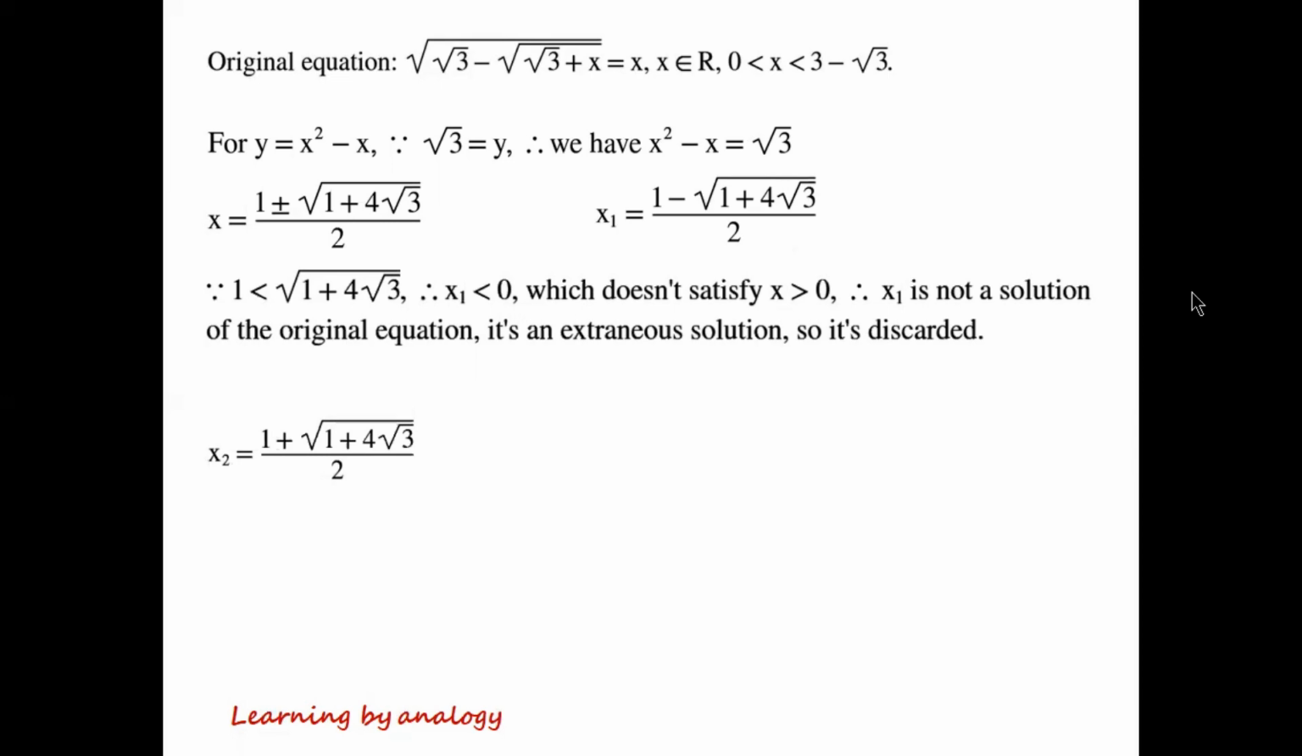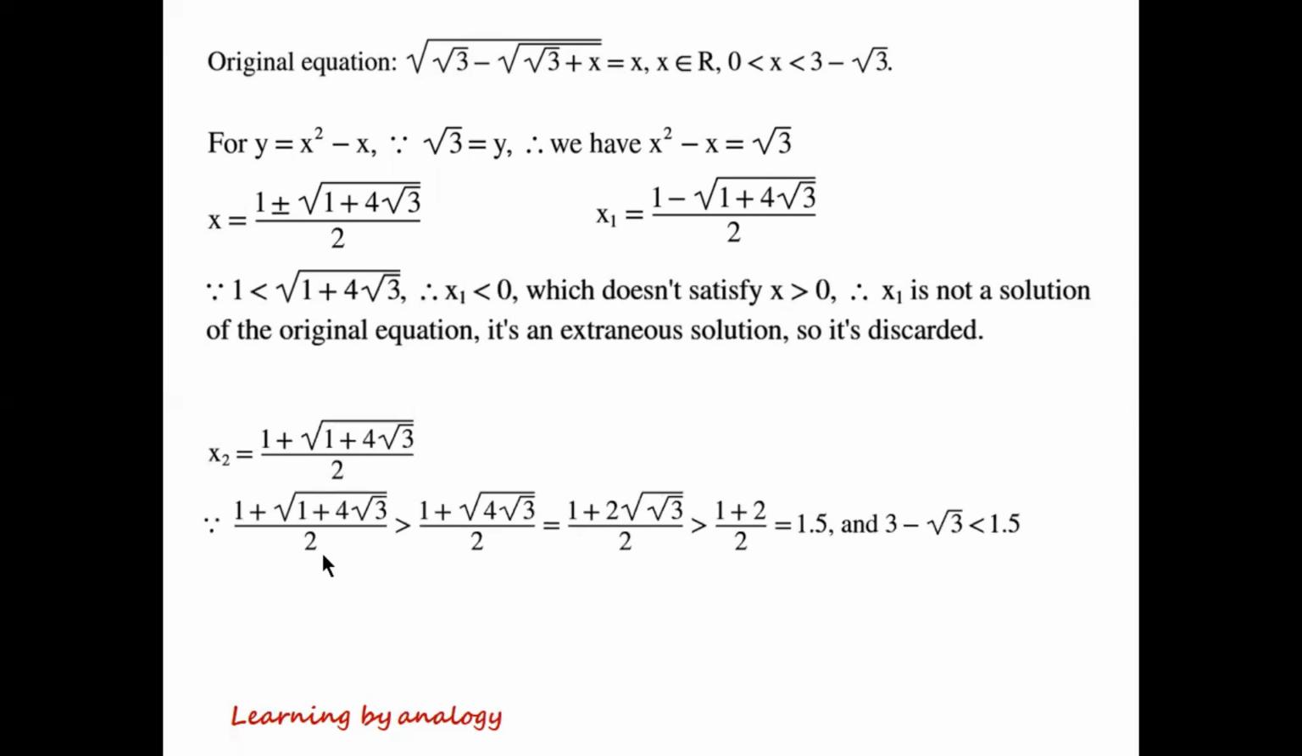Another solution is 1 plus root of 1 plus 4 root 3 over 2, because 1 plus root of 1 plus 4 root 3 over 2 is greater than 1 plus root of 4 root 3 over 2, which equals 1 plus 2 root of root 3 over 2, which is greater than 1 plus 2 over 2 equals 1.5, and 3 minus root 3 is less than 1.5.